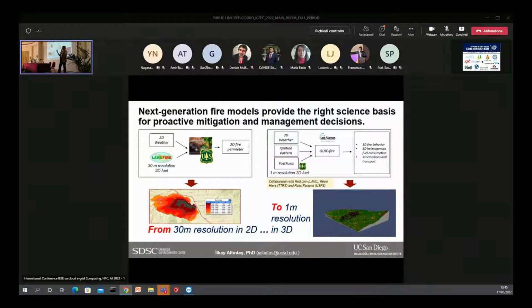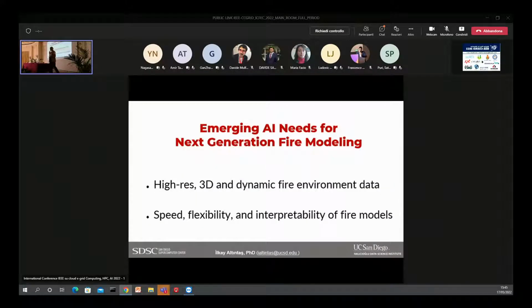And if we know what it's taking away, what kind of emissions it turns into, and how that smoke with those emissions transports and which communities it hits, that's a more complicated problem. And when we talk to the communities about this, we were told they don't have high resolution 3D dynamic fire environment data or any environment data that could be coupled to these models. And the speed, flexibility, and interpretability of these next generation fire models is pretty low.